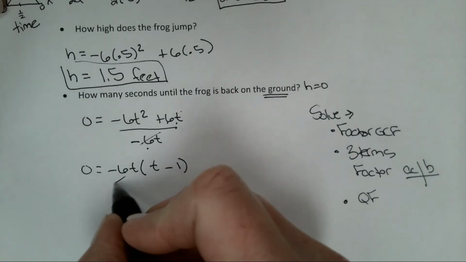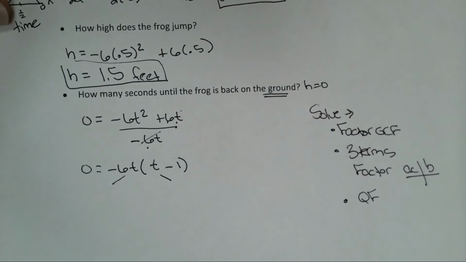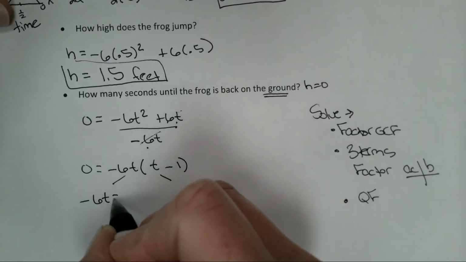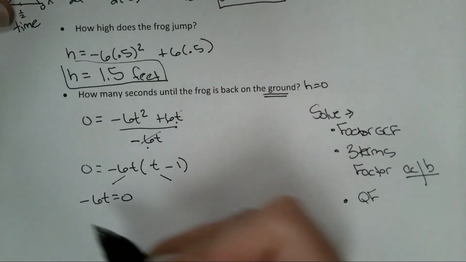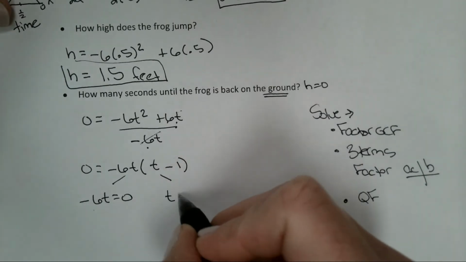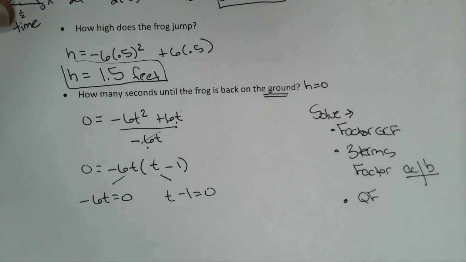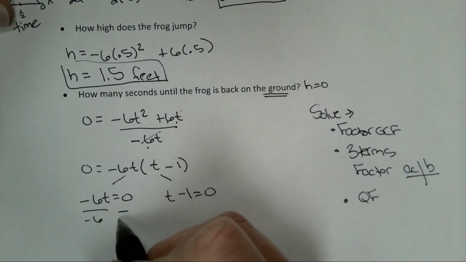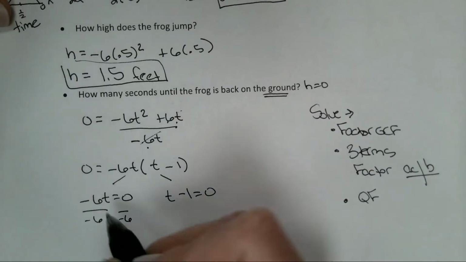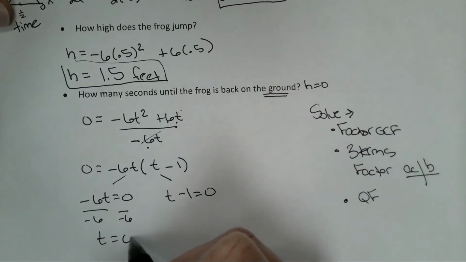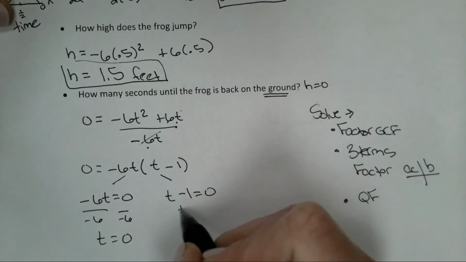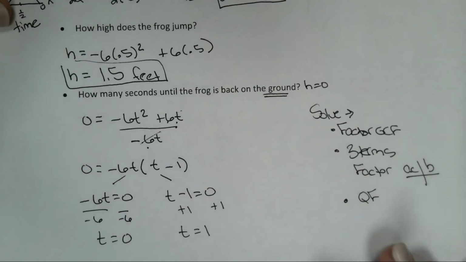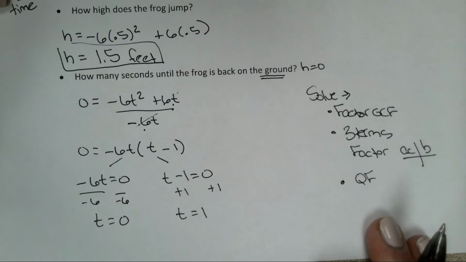So once it's in factor form, I'm going to break it apart and set each factor equal to 0. So one of my equations is negative 6t equals 0, and the other is t minus 1 equals 0. If I want to solve for t, I'm going to divide both sides by negative 6, and t equals 0. And then over here, I'm going to add 1 to both sides, and t equals 1.